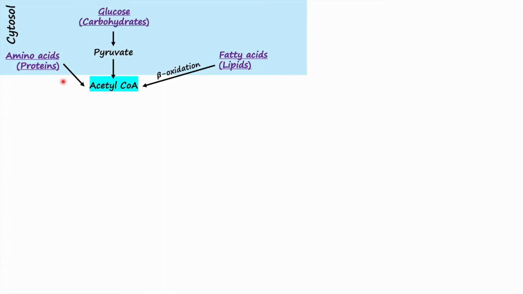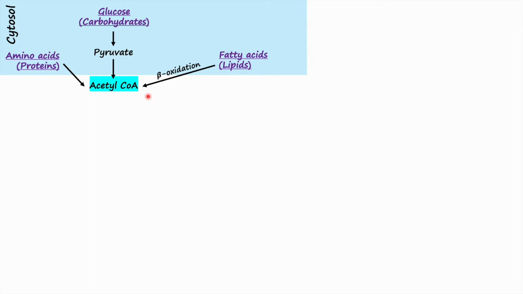Now, I haven't covered amino acid and fatty acid oxidation, but I have covered how glucose is converted into pyruvate through glycolysis, and in my last video I talked about the mechanism of oxidative decarboxylation of pyruvate to acetyl-coenzyme A. So this is the first stage, which is the production of acetyl-coenzyme A.